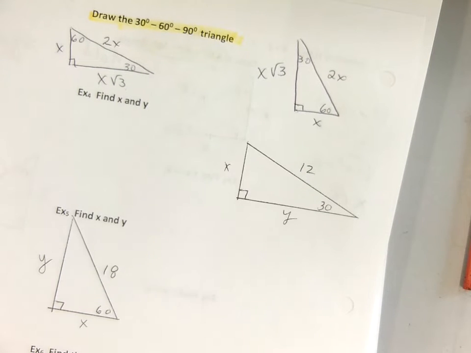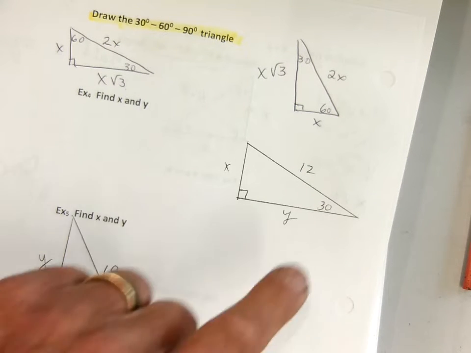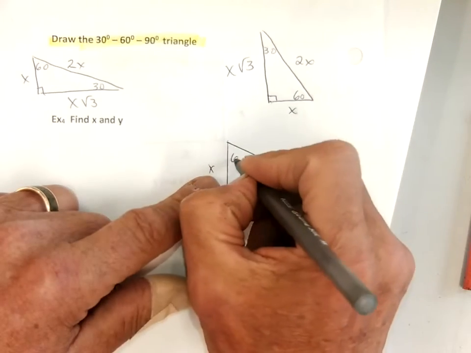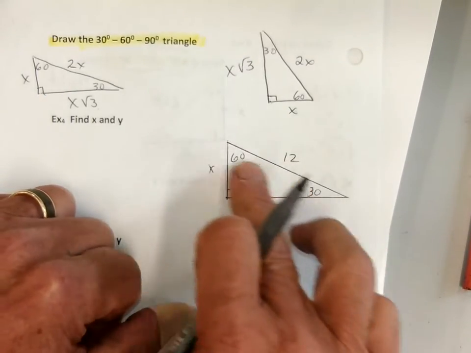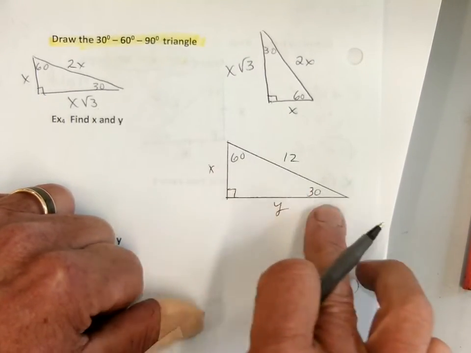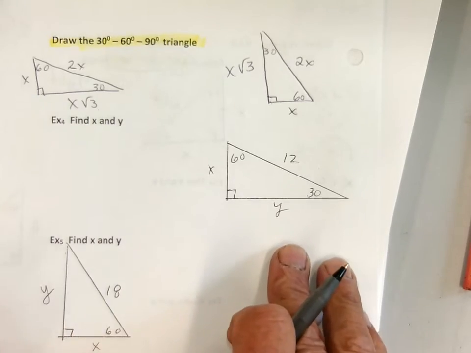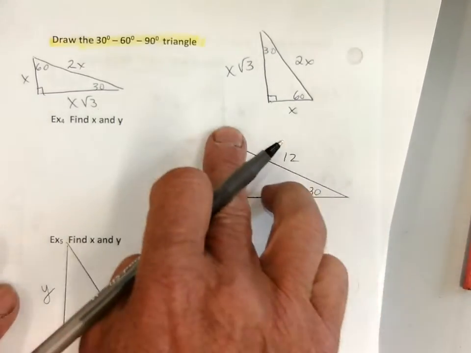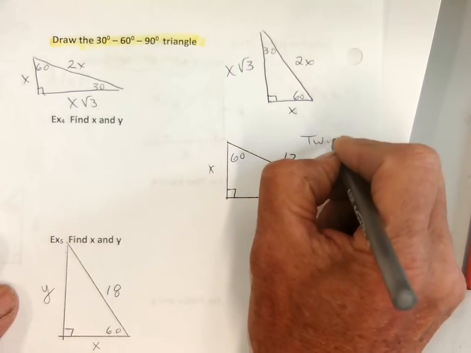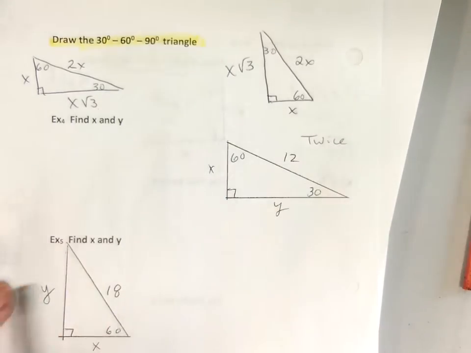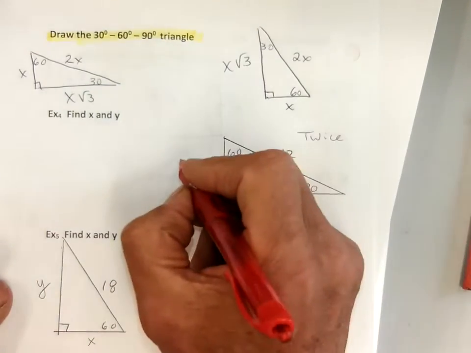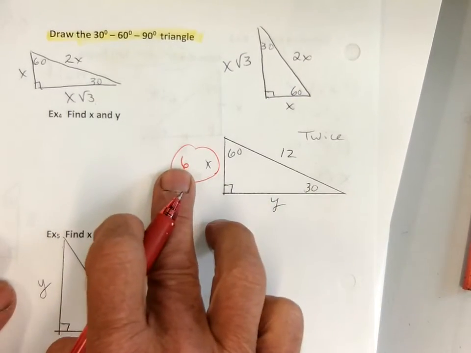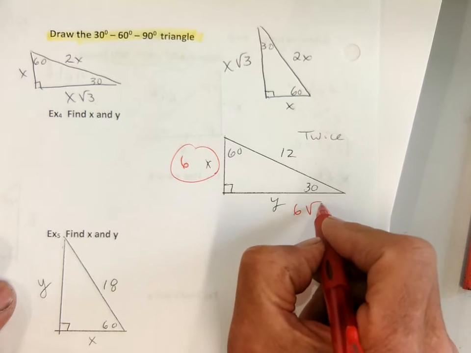So if I take a look at example 4, I have a 30 degrees. If that's 30 degrees, then that's got to be 60 degrees. These two angles always add up to 90. You guys agree with that? They always have to add up to 90, right? They have to. And then, if that's the case, here's my hypotenuse. And it's always twice as long as this side. So this side's got to be 6, right? And then this side, the longer leg, is whatever the side is, 6 times the square root of 3.